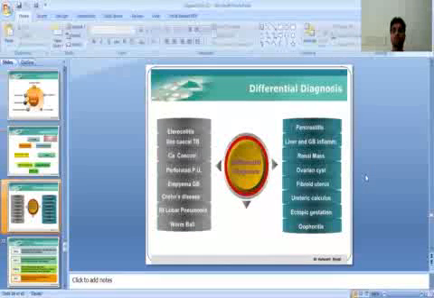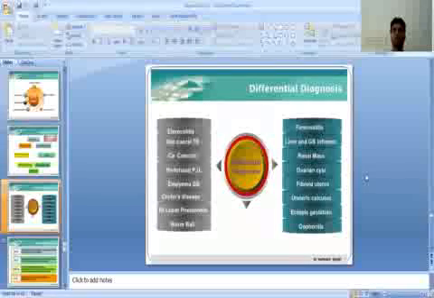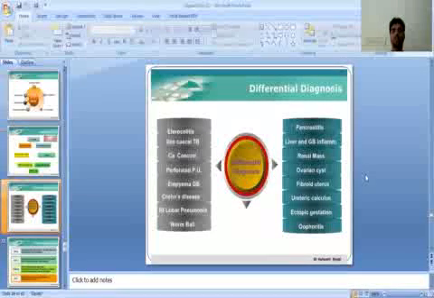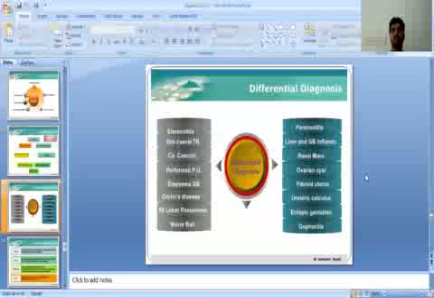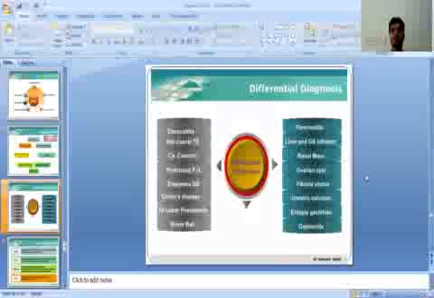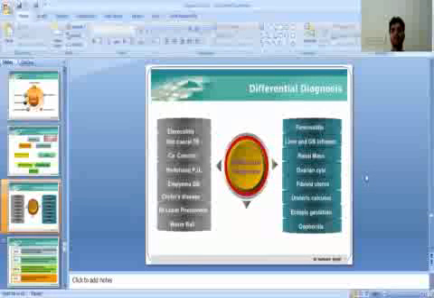Differential diagnosis: pancreatitis, enterocolitis, ileocecal TB, carcinoma of cecum, empyema, Crohn's disease, right lower lobe pneumonia, oophoritis, ureteric calculus, fibroid uterus, ovarian cyst, mastitis.